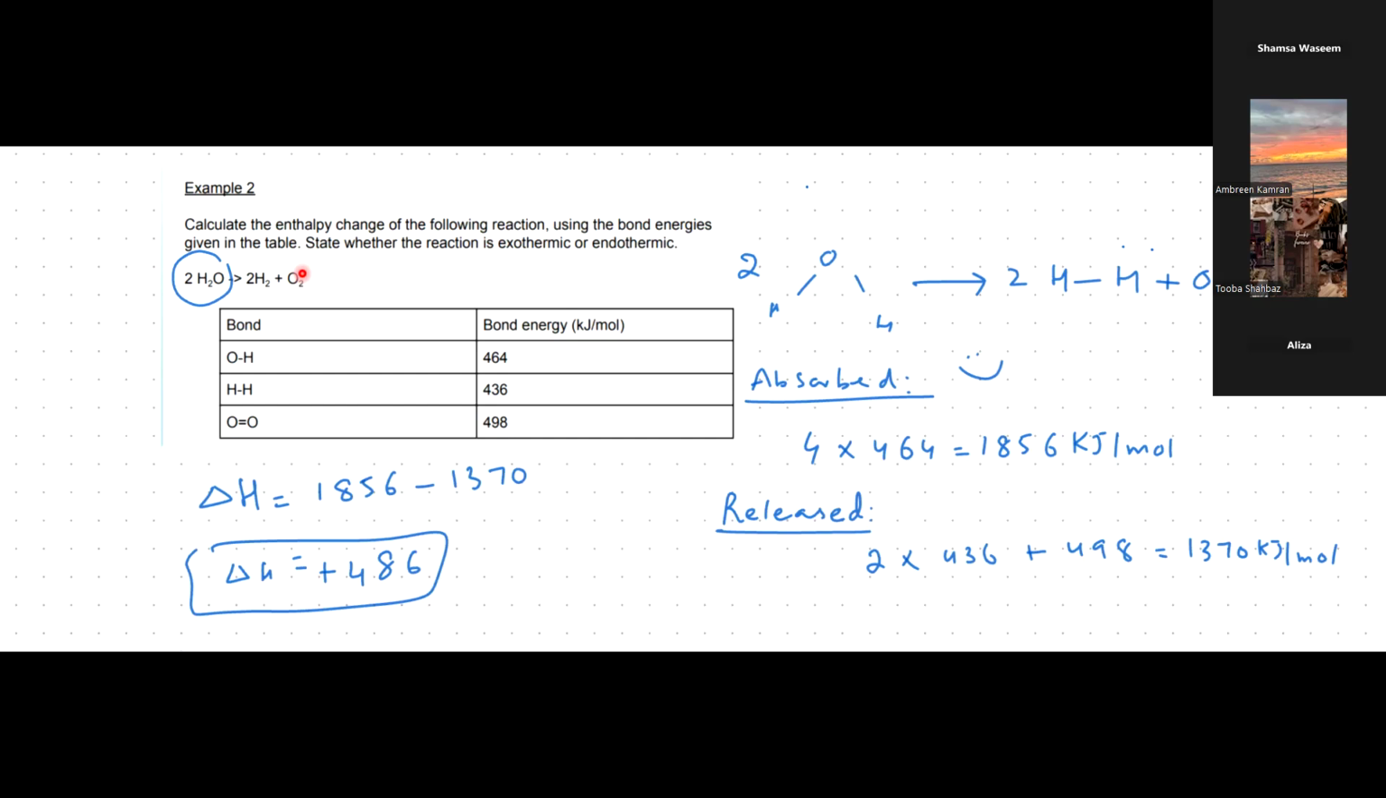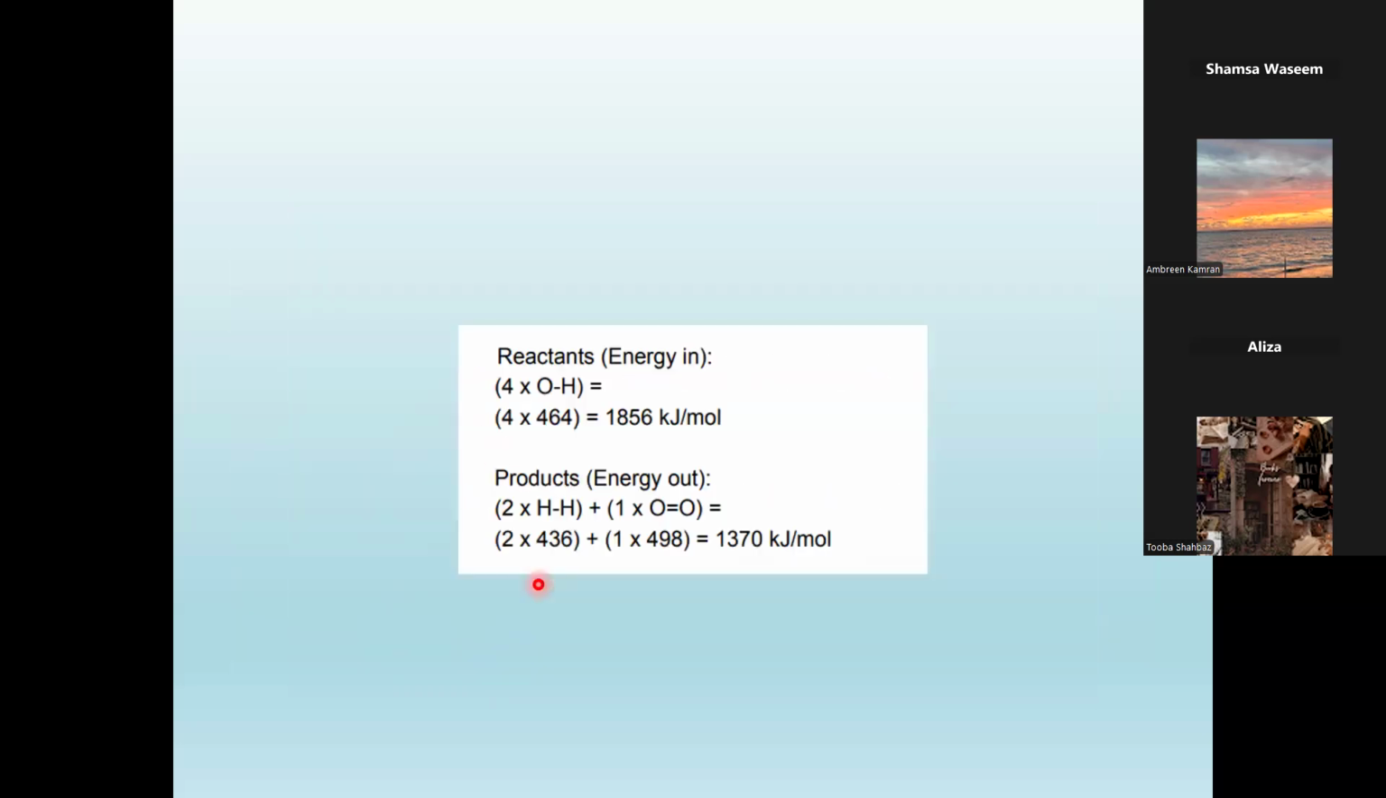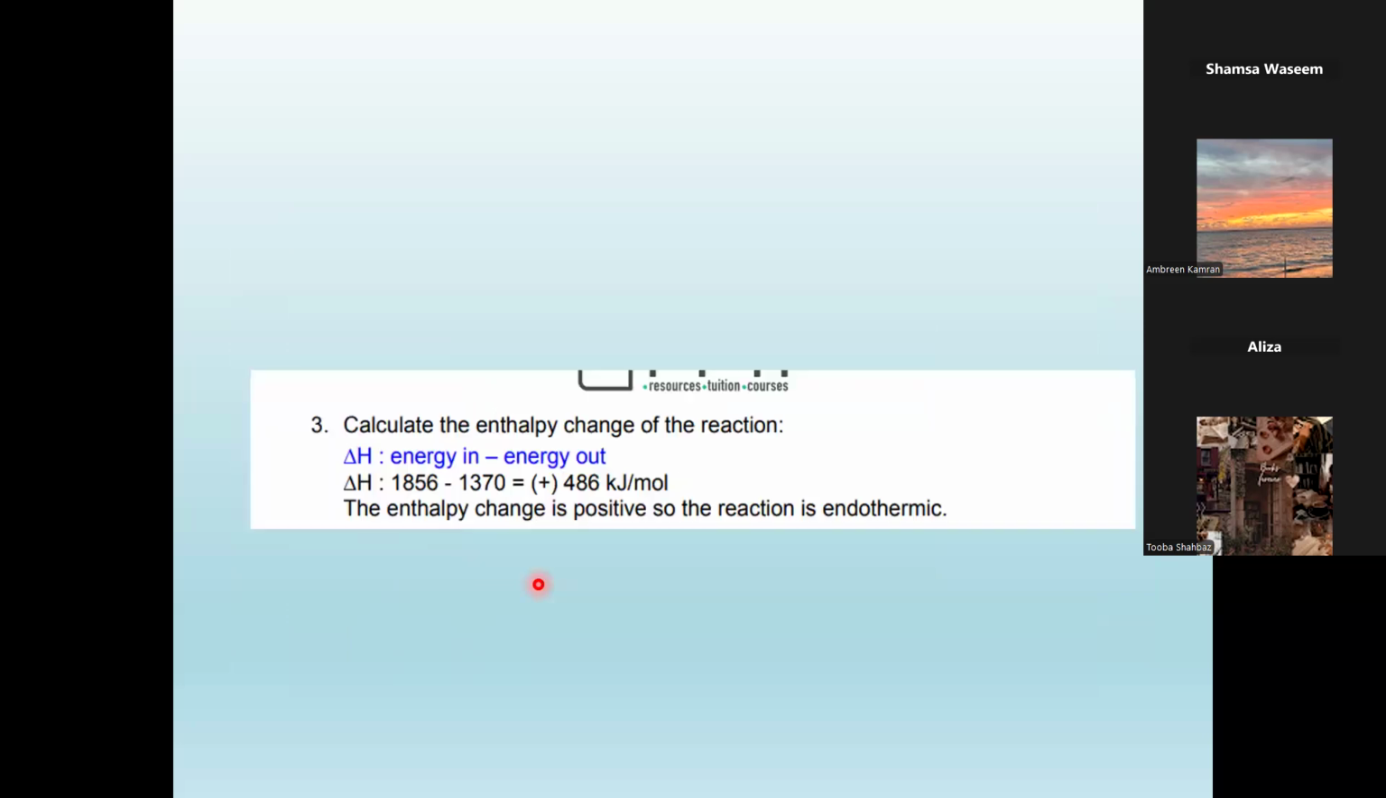Yes, girls. Did you get the same? Ambreen, Tuba, and Aliza? Yes, miss. Okay, so this is how we calculate. I think if you want, I can give you another type of example as well, showing how you calculate the bond energy for an unknown bond. Here they have already done that.